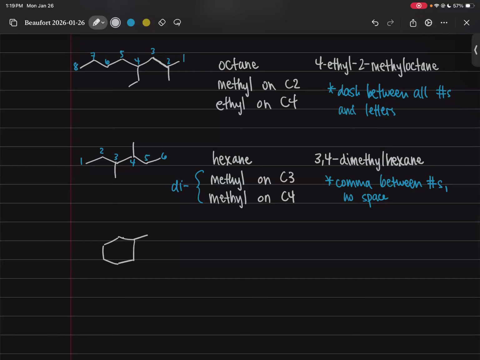Uh-oh, a ring. What are we going to do? All right. So, turns out this is fairly easy as well. And that is, we just include the cyclo prefix in front of our parent chain. So in this case, when we have a ring, the parent chain is always going to be the ring. Again, there's exceptions to this, but for our purposes, the ring is always going to be the parent chain.